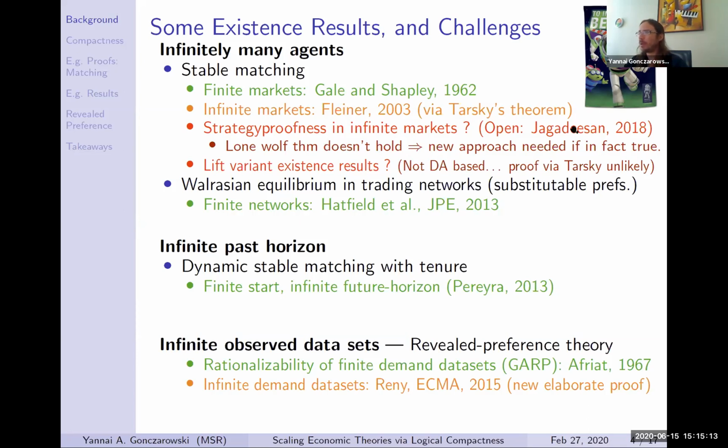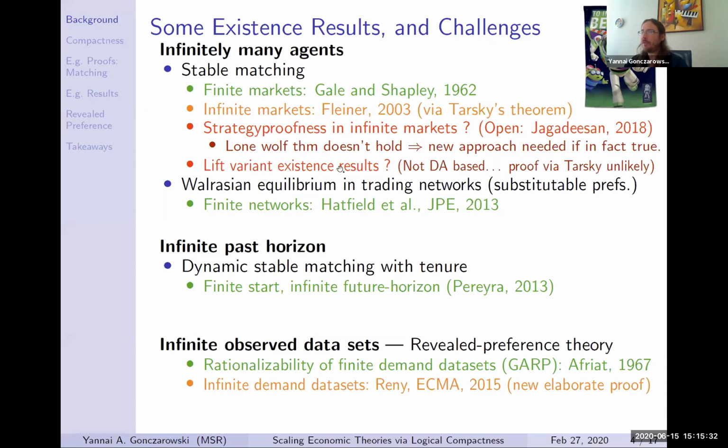It was proved by Ravi Jagadistan that this does not hold for infinite markets. So if we have any hope of proving strategy-proofness for infinite markets, we're going to need a whole new approach of proving it, not via the lone wolf theorem, which does not hold for infinite markets anymore.